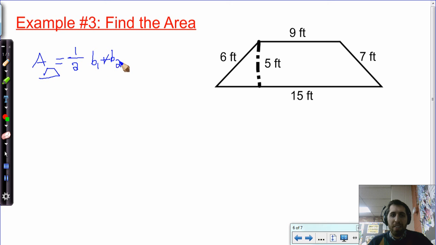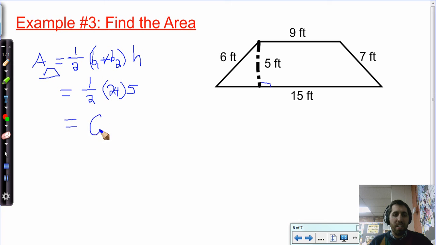Oh, you can tell I'm getting frustrated with this writing utensil. 1/2 base 1 plus base 2. Well, those are the two sides that the perpendicular comes from. So 9 and 15. If we add those together, we get 24. 1/2 24, and our height is 5. 1/2 of 24 is 12. 12 times 5 is 60. So this is going to be 60 feet squared.